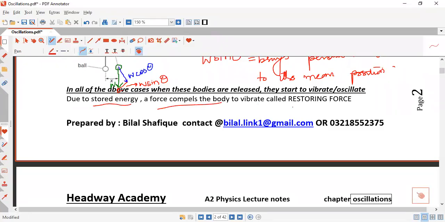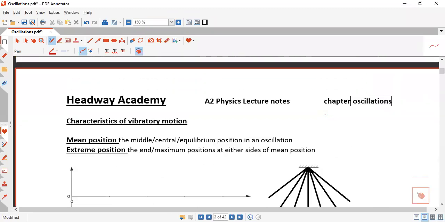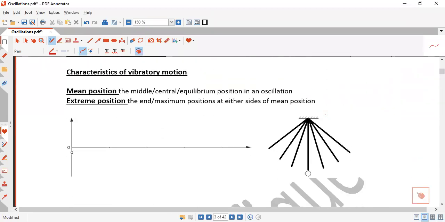Due to stored energy, a force compels the body to vibrate, and we call it what? Restoring force, right? Okay, so there are the characteristics of the vibratory motion, students. If we talk about this pendulum, then this is called the mean position, right? And these two positions, the largest distance positions, are called what? Extreme positions, right? First thing.